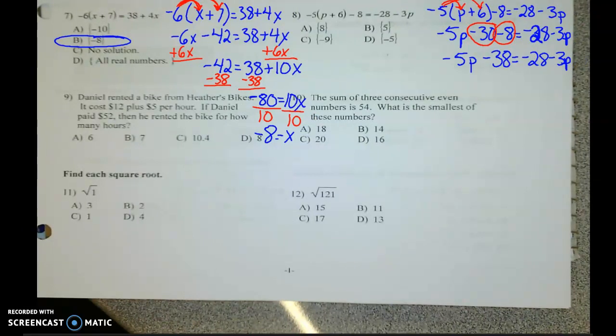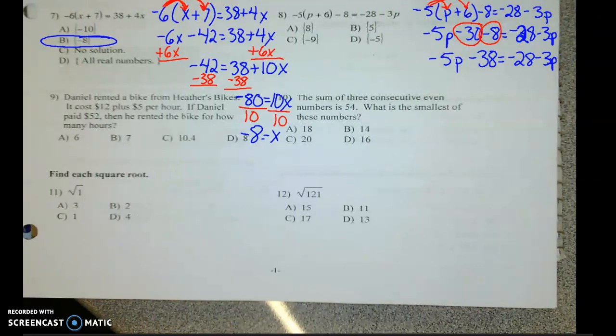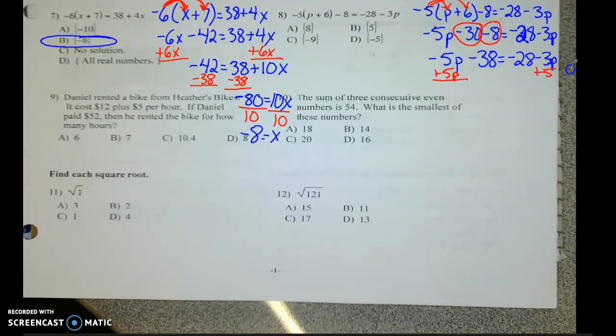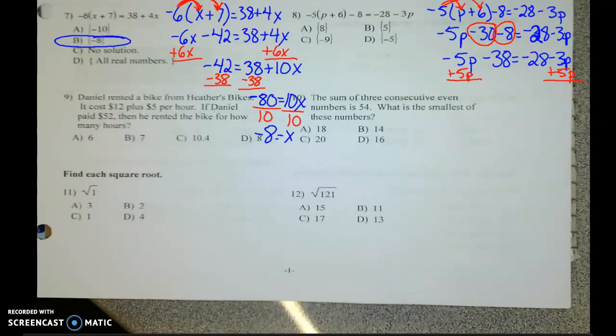Now we need to start moving variables to one side, constants to the other. So I'm going to move this negative 5p, so I'm going to do the opposite, plus 5p. That's going to leave us with negative 38 equals negative 28 plus 2p. Now we need to move our constants to the other side. So we're going to add 28, add 28. That's going to give us negative 10 equals 2p.